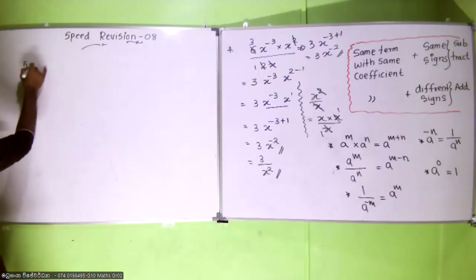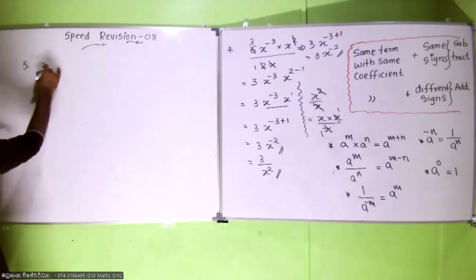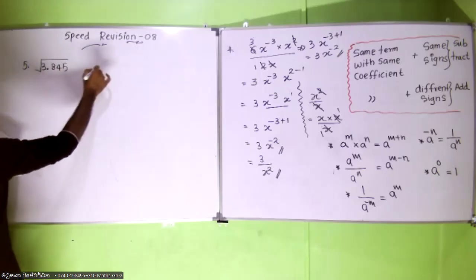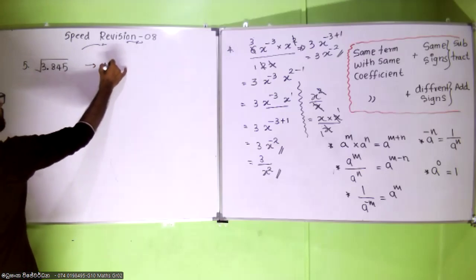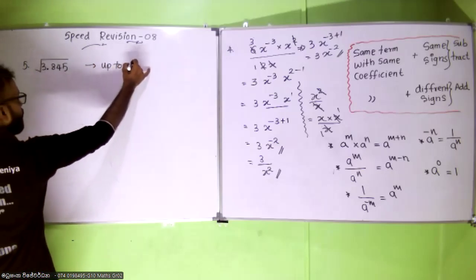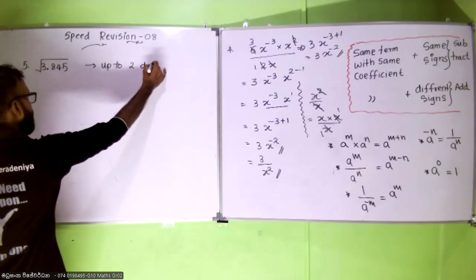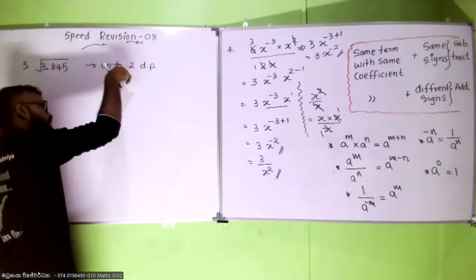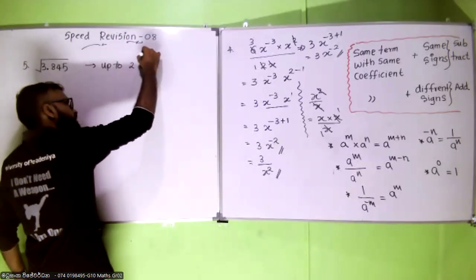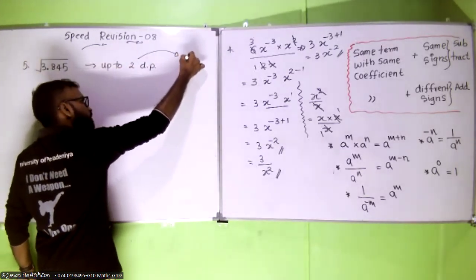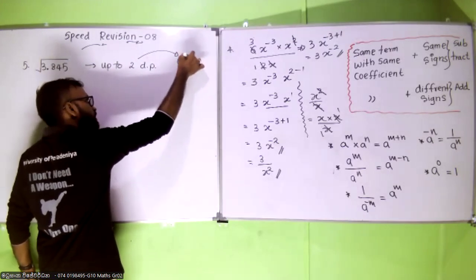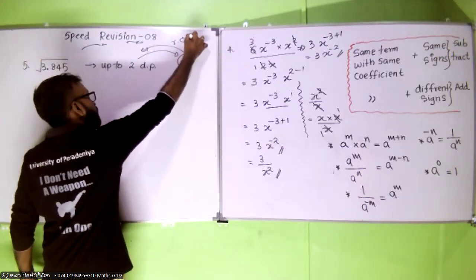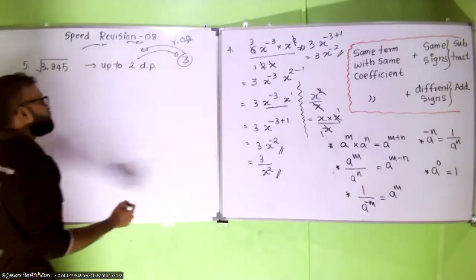Fifth question. Find the square root of 3.845 up to 2 decimal places. If you want to find the answer for 2 decimal places, initially you have to find the value up to 3 decimal places so that you can round it off to 2. Alright. Okay.